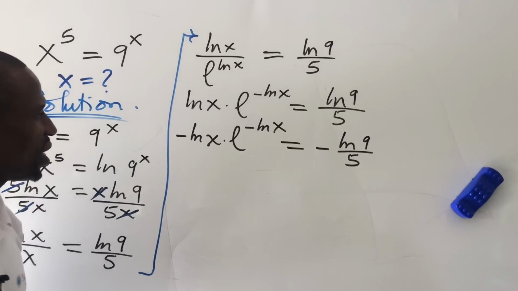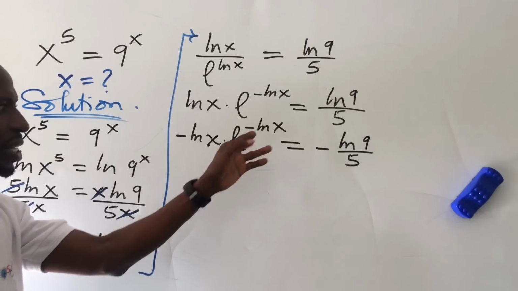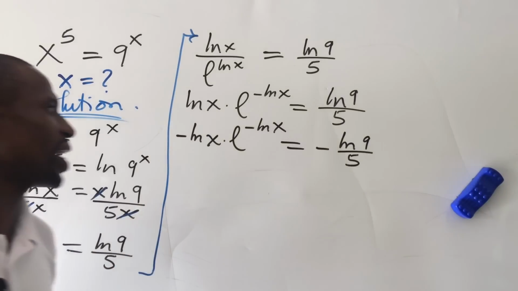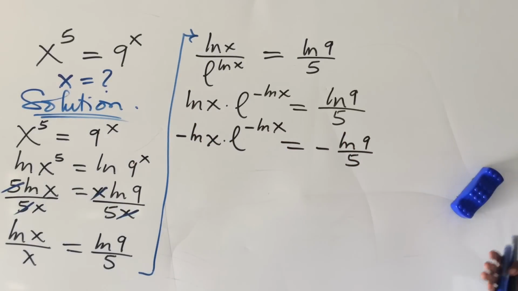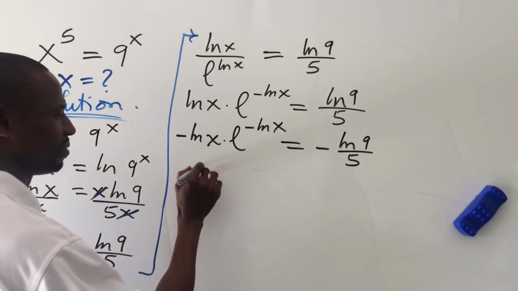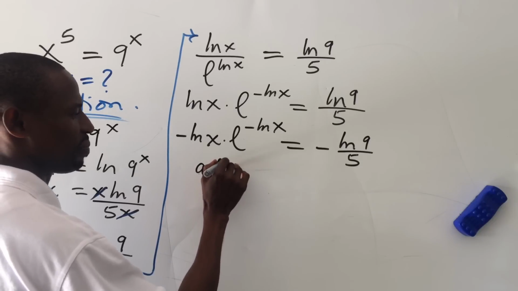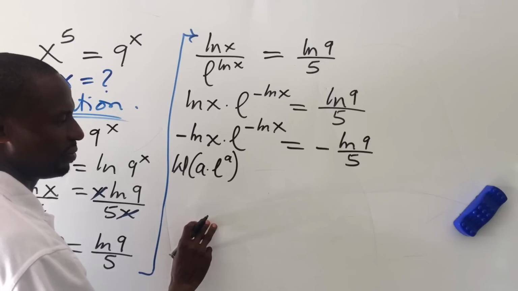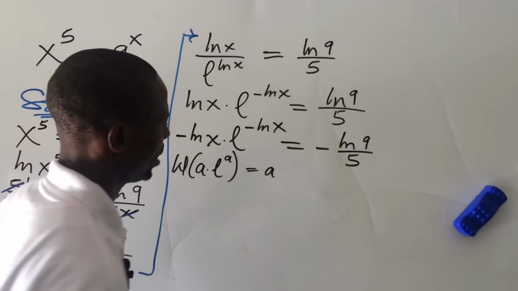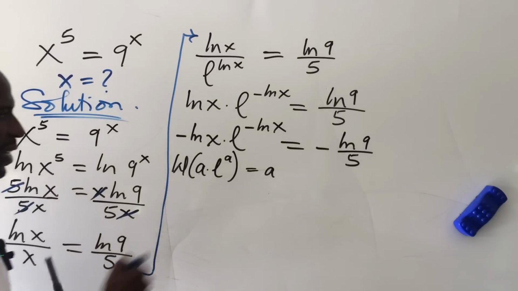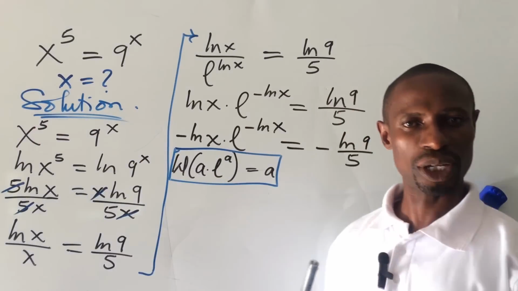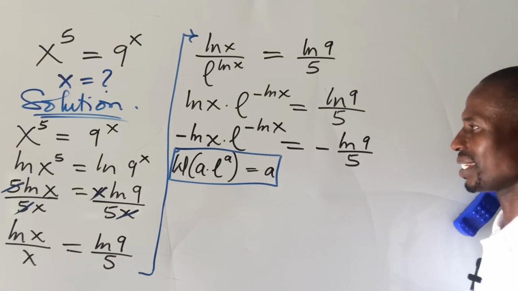Good. So with this, what we have at the base now is what we have at the top here of our e. So what do we do at this point? We succumb to our Lambert W function. Our Lambert W function says that if you have a dot e to the power of a, and we introduce our Lambert W function, this is equal to a. Remember this function? If we succumb to this function, we also call this the product log. This is also known as the product log.